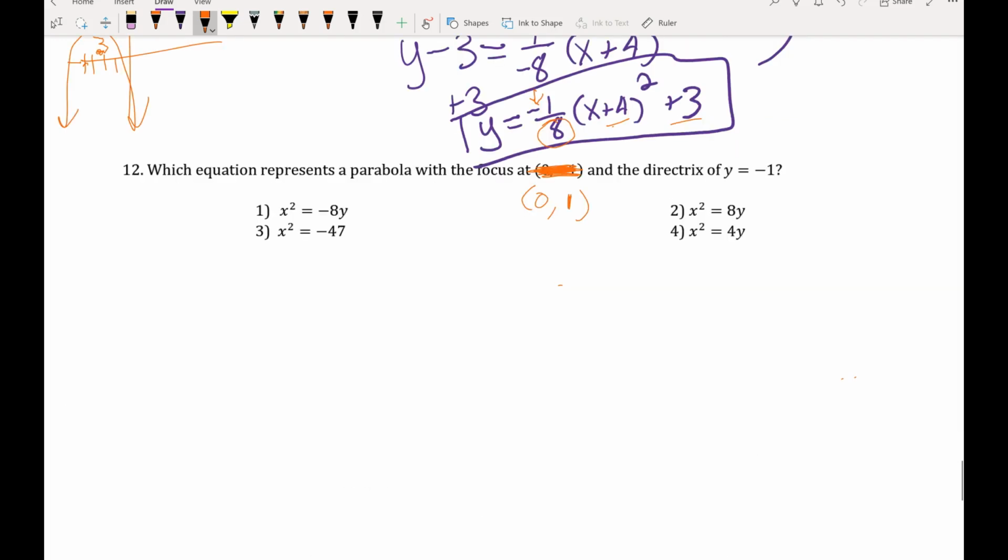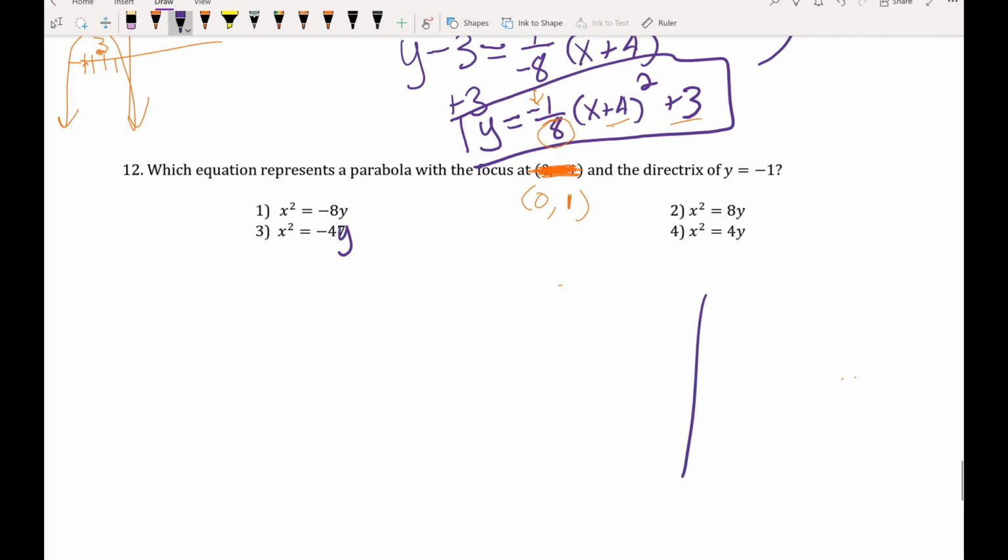Number 12. Which equation represents a parabola with the focus at (0, 1) and the directrix of y equals -1? So first thing right off the bat, I made a typo. Instead of -47, that's supposed to be -4y. Not sure if that helps us, just something to keep in mind.